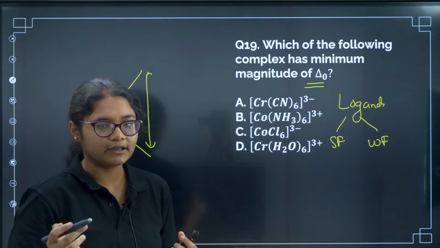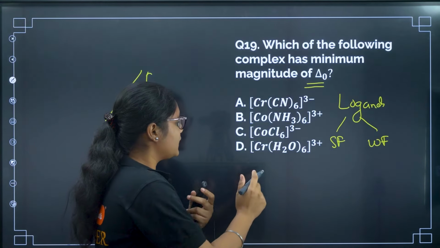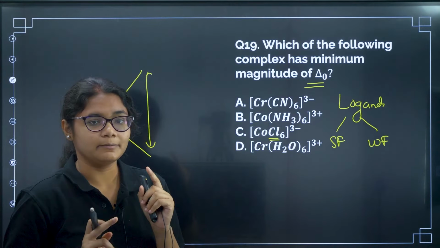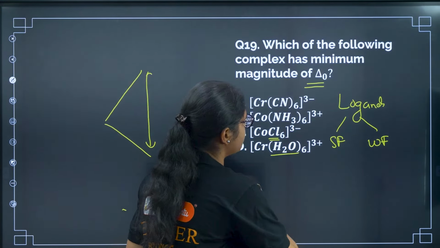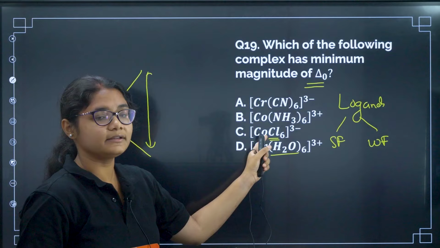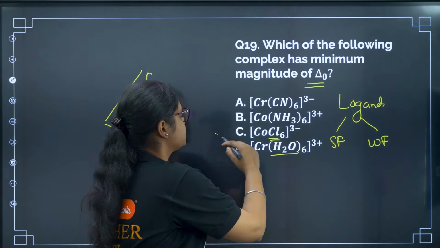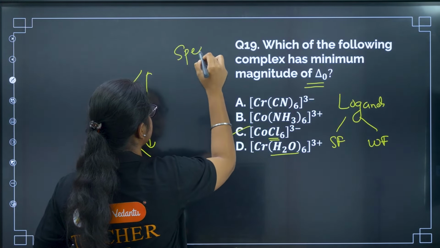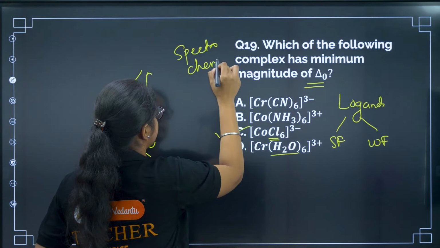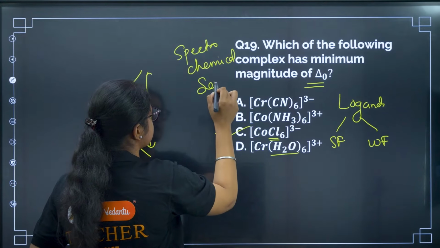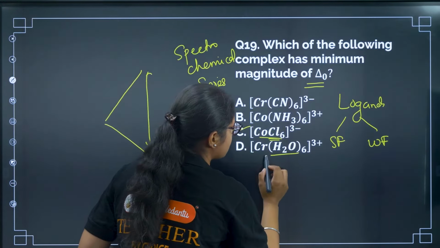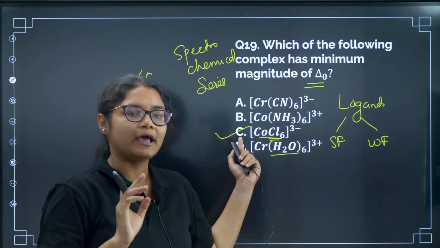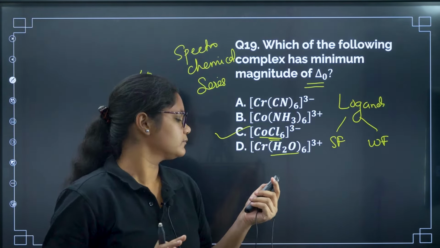NH3 is also a strong field ligand. Here also splitting will be more. Then if you see here, chlorine is a weak field ligand, right? So in case of chlorine, the splitting will be less. Then water is a stronger field ligand than chlorine. So the correct answer for this question is option C. What you have to remember here is the spectrochemical series. That series you have to remember. It is a little confusing to decide between chlorine and water molecule, but you remember halogens are the weakest ligands.